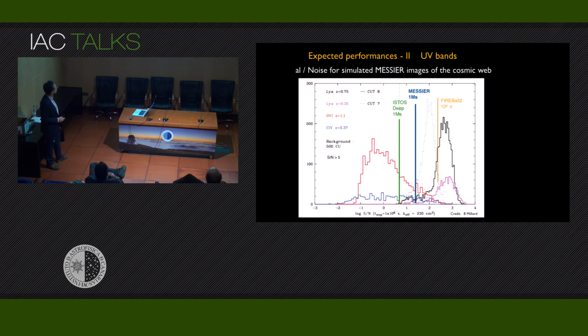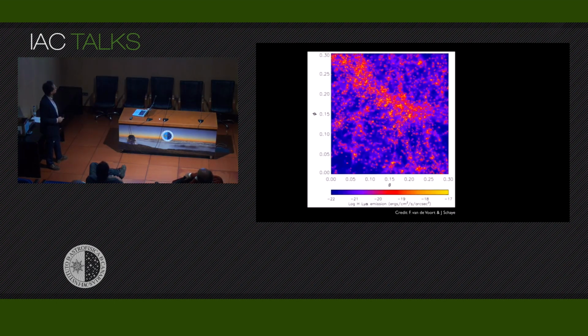Now, there's a mission by Caltech and Marseille, Fireball 2, which will be flying at the end of this year, hopefully. And after 10 to 4 seconds, they expect to find the cosmic web in Lyman-alpha. MESSIER will be at much higher signal to noise, and ISTOS was a mid-X mission which was not selected. So given the price tag will come out in a minute, MESSIER will be so efficient that it will detect the cosmic web.